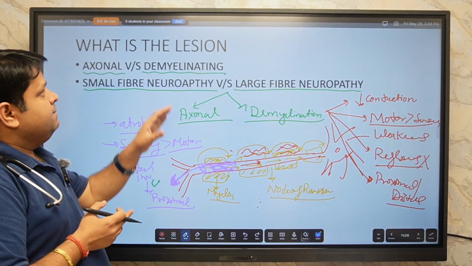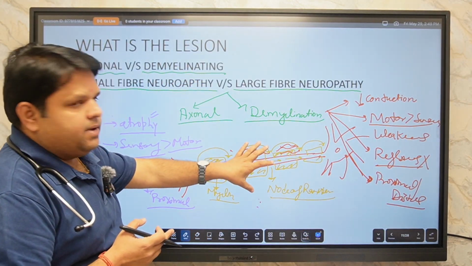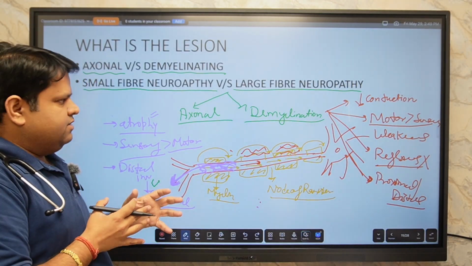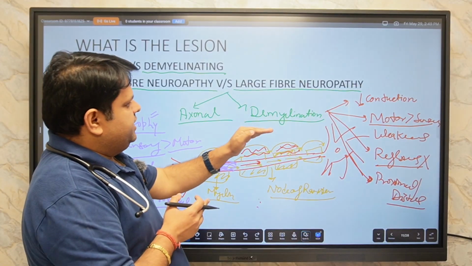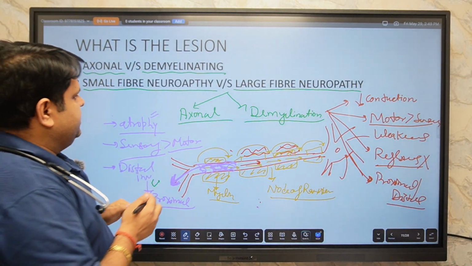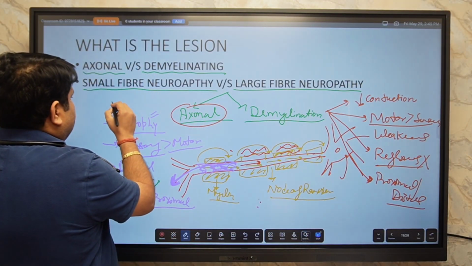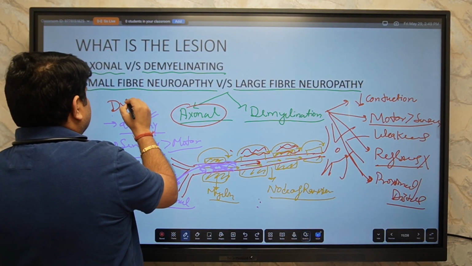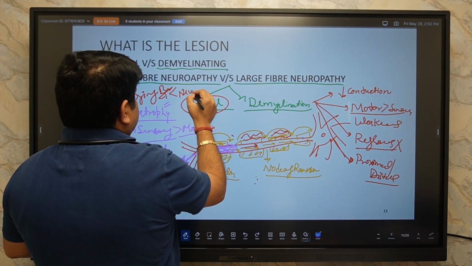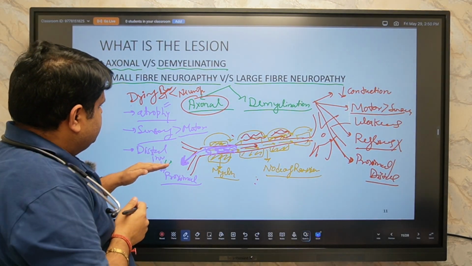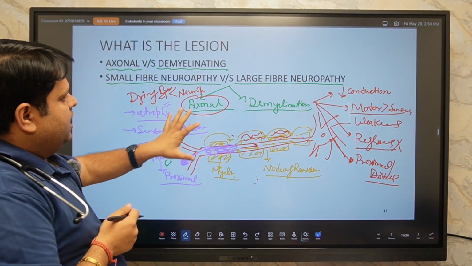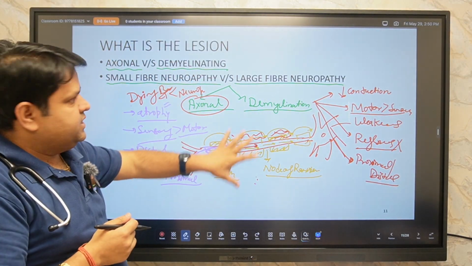So this is a brief on how to tell whether the lesion is demyelinating type or axonal type. Usually demyelinating neuropathy has a better prognosis, better recovery. In demyelinating neuropathy, recovery is usually fast. In axonal, there is slow recovery. Axonal neuropathy is also called dying back neuropathy, because damage starts from the distal part and then progresses to the proximal area. So this is a brief on the axonal type of neuropathy and the demyelinating type.